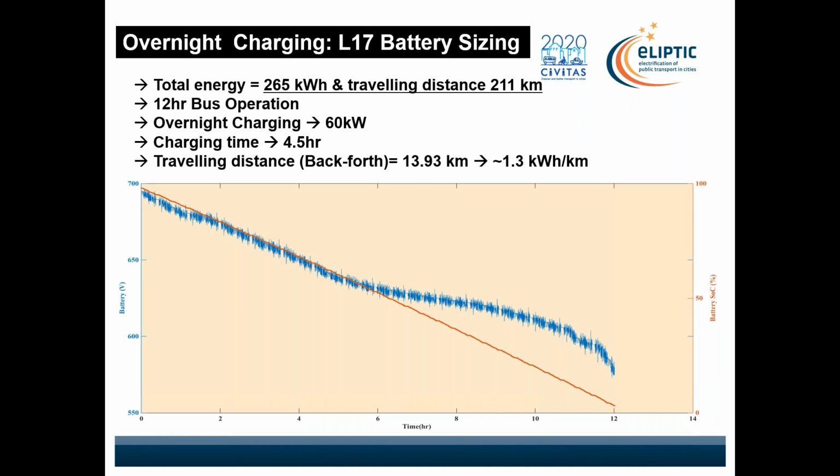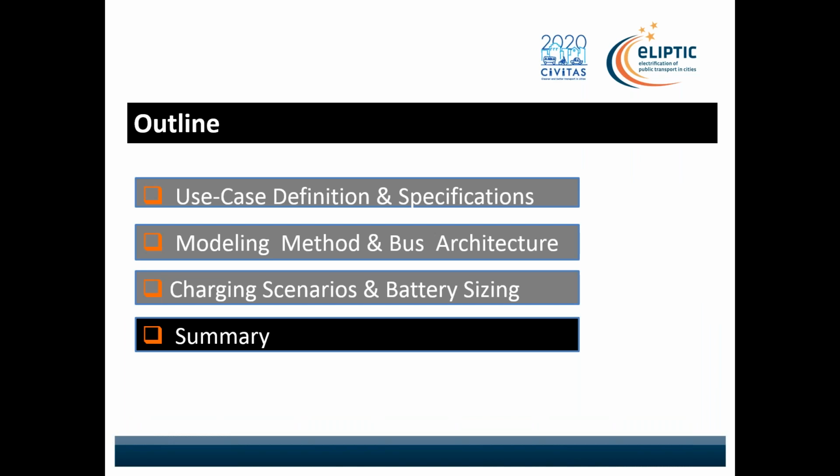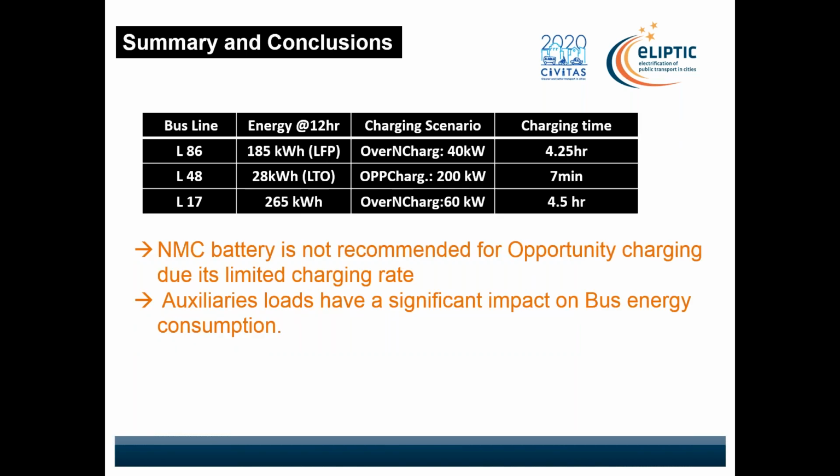Of course, if you include the worst cases, it will vary up to 1.6 kilowatt hour per kilometer. As you can see on my screen, this is the variation of the battery voltage and the expected discharge of the battery. So this is the result of the battery size for this line. And due to the time, I will come out with a summary.